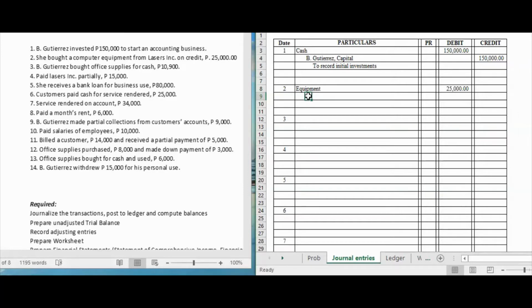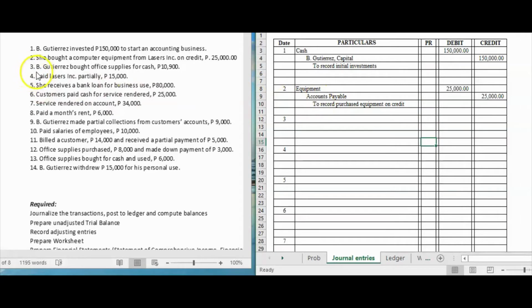It is a liability. Okay, accounts payable. Babayaran pa lang ni accounting business si Laser Incorporation ng 25,000. Inutang niya yan. Okay, and the third row, to record purchased equipment on credit. You can just say it that way. That is for the second transaction.